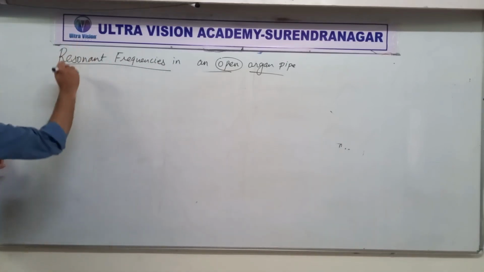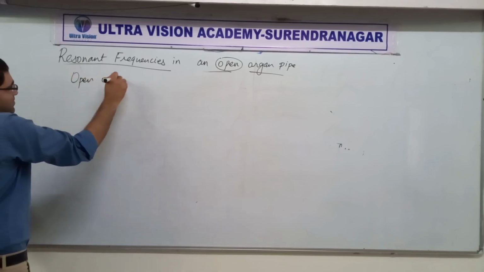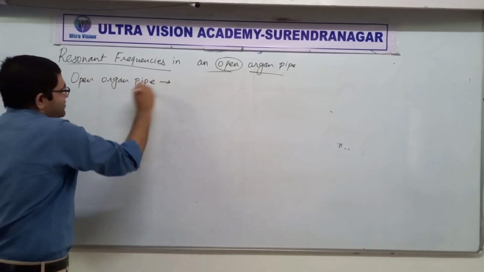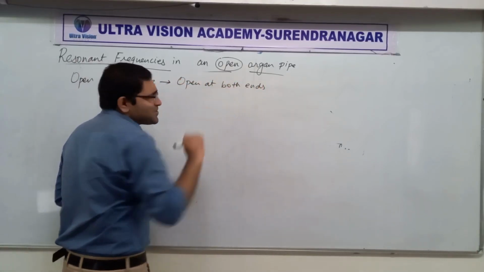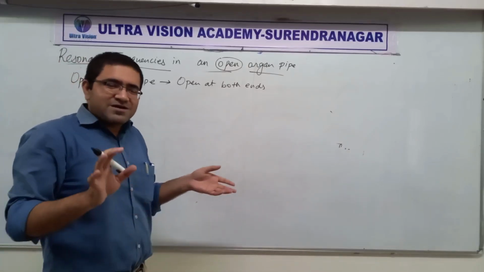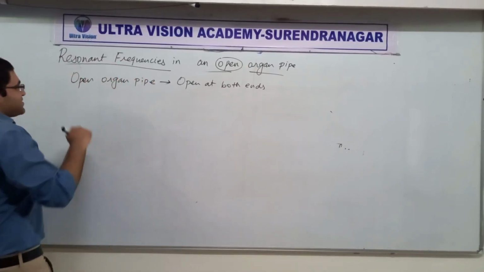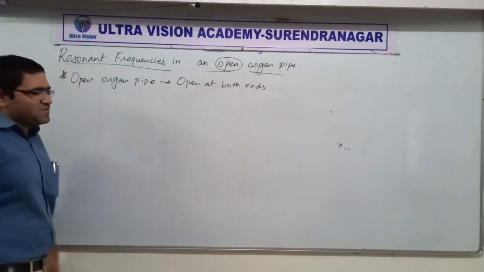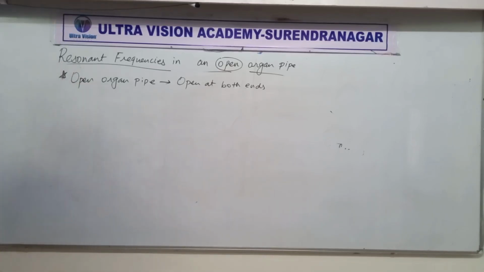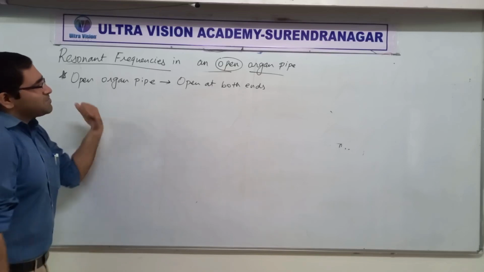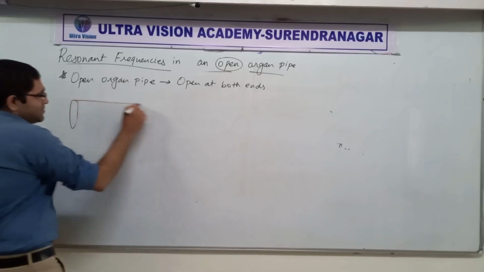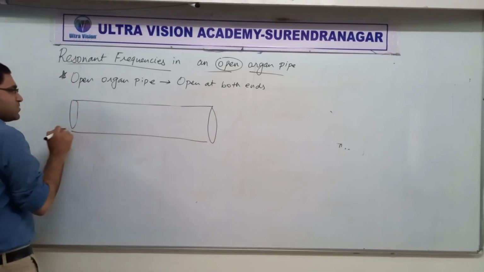So let me just clarify it. Open organ pipe is open at both ends. Okay, you might say, sir, what nonsense? This is so simple. Be patient. There are so many people that can get confused if you don't write all this. It is confusing, let me tell you that. Right now you might be thinking open is open, nothing to worry about that, but it's not so simple. Later on there will be confusion. So open organ pipe is open at both ends.